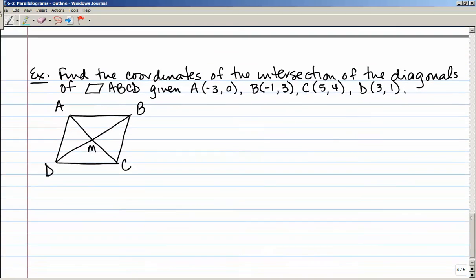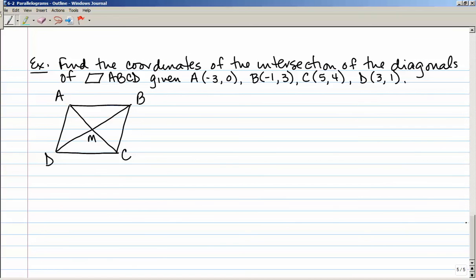And let's take a look at our last example here. This says find the coordinates of the intersection of the diagonals of parallelogram ABCD given the coordinates of A, B, C, and D. Now remember that the diagonals of a parallelogram bisect each other, so M is actually the midpoint of AC and of BD. So what I would need to do is use the midpoint formula.